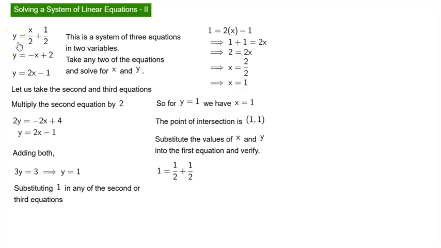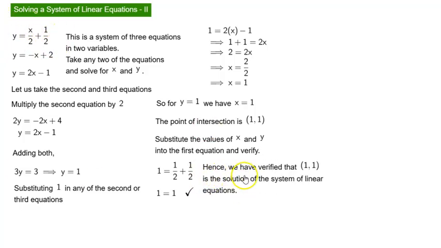With y equal to 1 and x equal to 1, we get 1 by 2 plus 1 by 2, which gives us 1 equal to 1. That means this solution 1 comma 1 also satisfies the first equation. Hence, we have verified that 1 comma 1 is a solution of the system of linear equations, and the system comprises 3 linear equations.